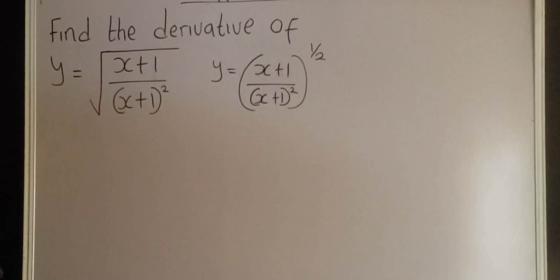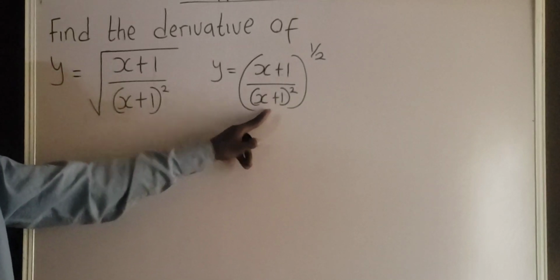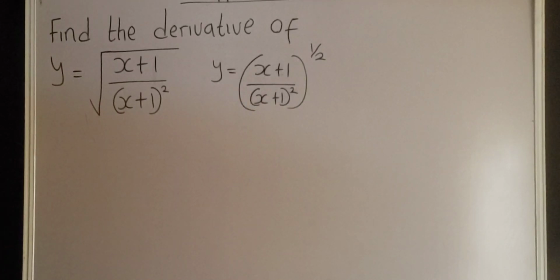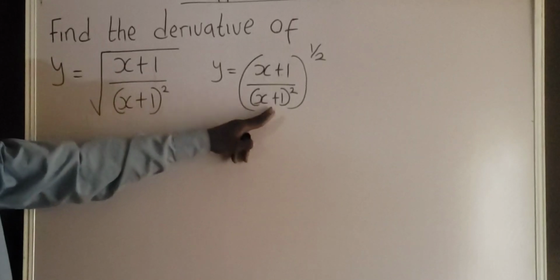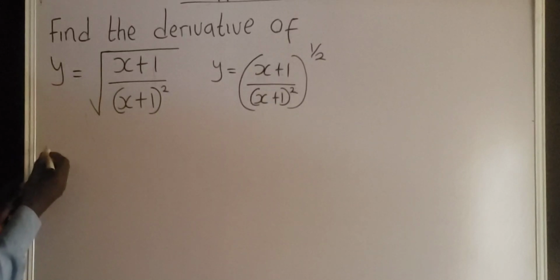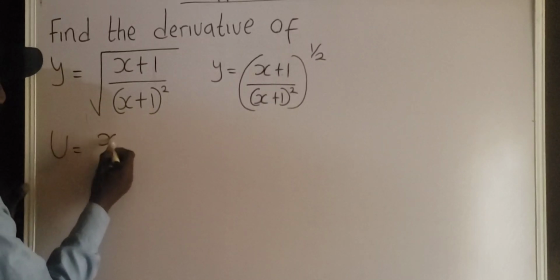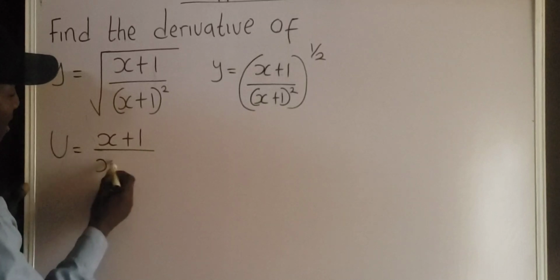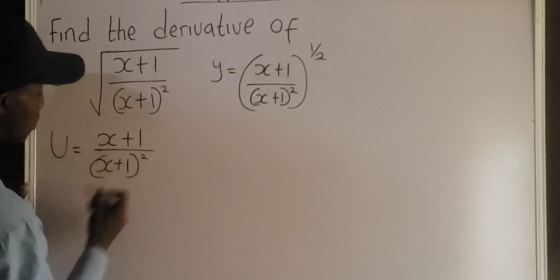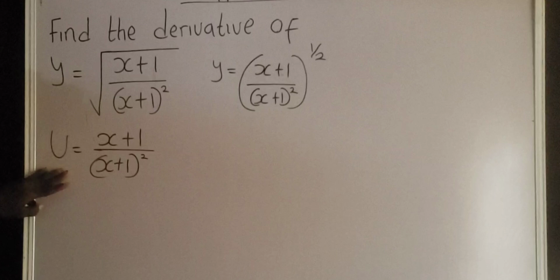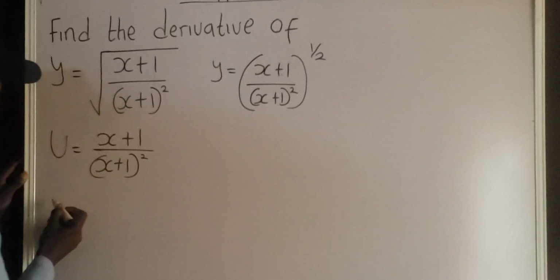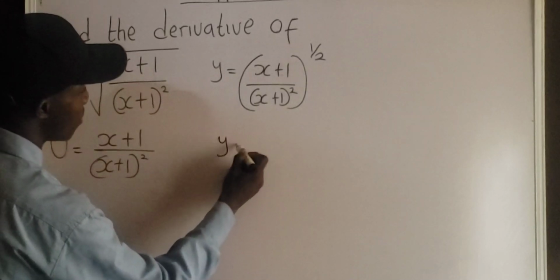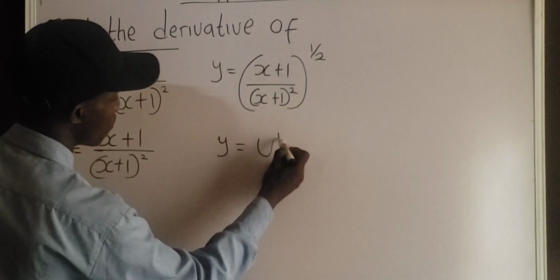For the first step, I'm going to set u equal to the function inside the bracket. Don't forget our approach when we are told to differentiate a function that has another function in itself. So we first set u equal to the function inside the bracket: u is equal to x plus 1 over x plus 1 raised to the power of 2. Now, since I have set u equal to the function inside the bracket, y will be equal to u raised to the power of 1 over 2.